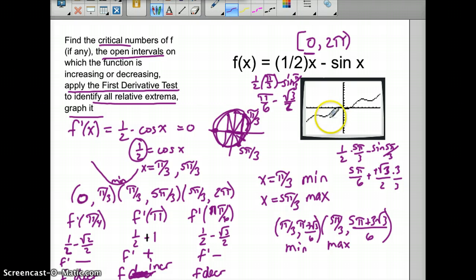So here's our graph between 0 and 2 pi. If we zoom in here a little bit, we'll see that I'm exaggerating it here a little bit, but it looks like that. So you can see that our min at pi over 3, it's a relative min, and a relative max at 5 pi over 3. So there to there. It matches.